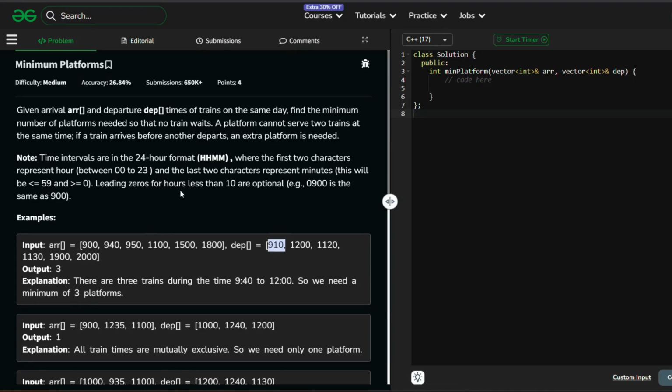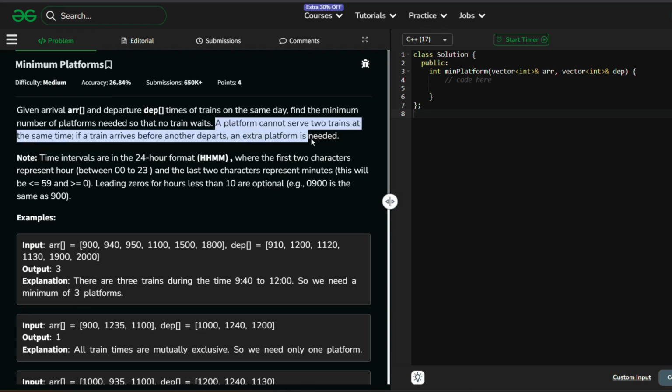Okay. And the time format is HHMM, that is the 24-hour format, in which 9 a.m. is written as 900 and 6 p.m. is written as 1800. So we have to find the minimum number of platforms that is required, and it is given that a platform cannot serve two trains at the same time. If a train arrives before another departs, an extra platform is needed.